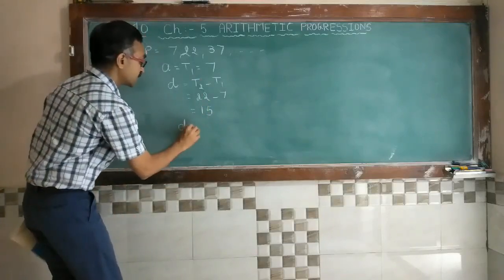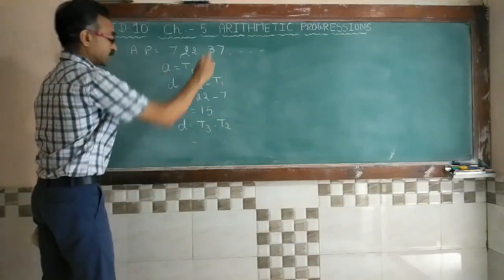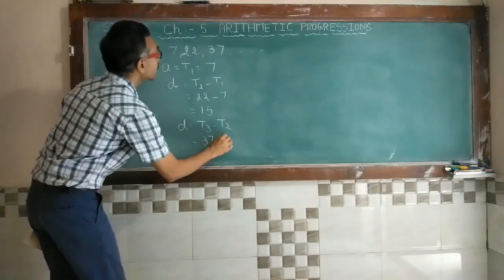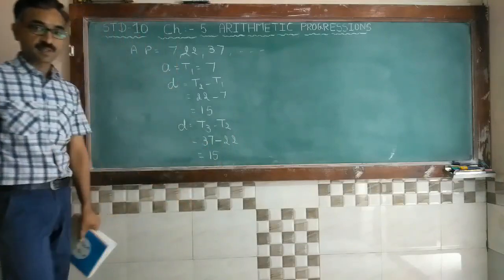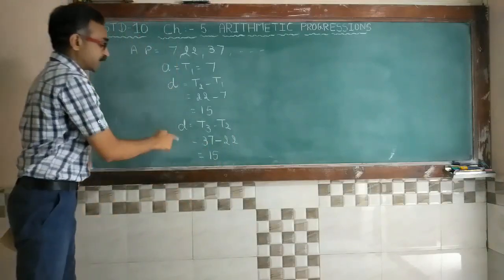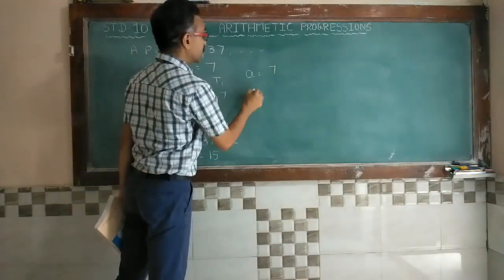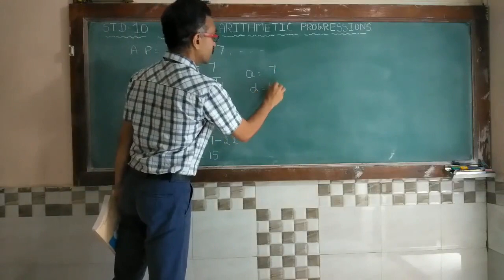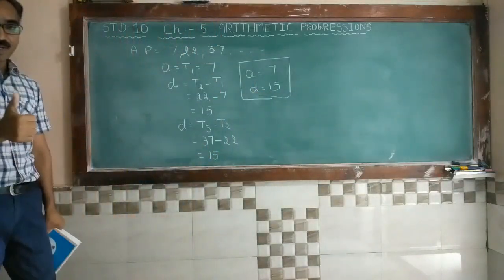Again, D is equal to, suppose T3 minus T2. T3 is 37 minus 22. So answer is 15. So here A and D. So you have to write answer. First term A is equal to 7 and D is equal to 15. That is your answer. Clear?